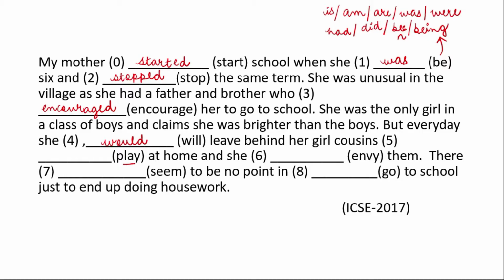So play is an action, so they would be actually playing. She would leave behind her girl cousins playing at home and she envied them. The past of envy is envied. The past of seem is seemed. There seemed to be no point in going to school just to end up doing homework. So this is an action, something to school. Okay, let's go to the next question.